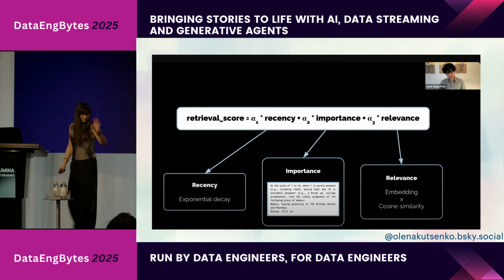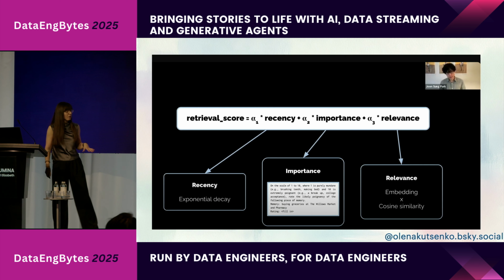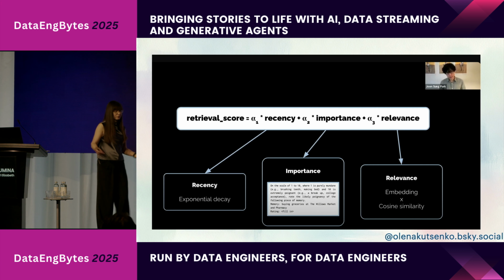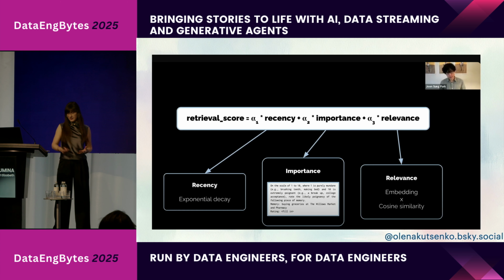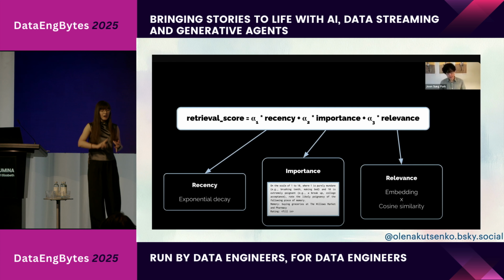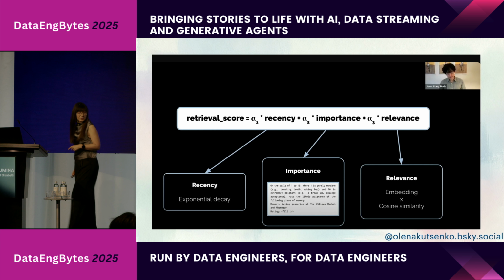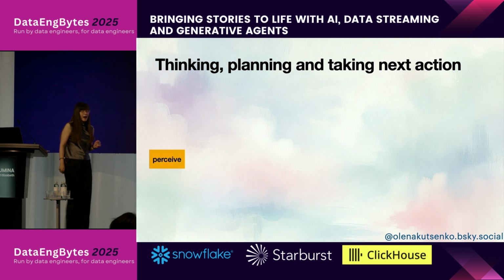There is a YouTube video with the creator of this paper, with a group of those researchers, and he explained how they made that formula. This retrieval score, which they give to different memories, depends on how recent the memory was, how important, and how relevant. Here they also use embedding and cosine similarity. So in short, this is how it works.